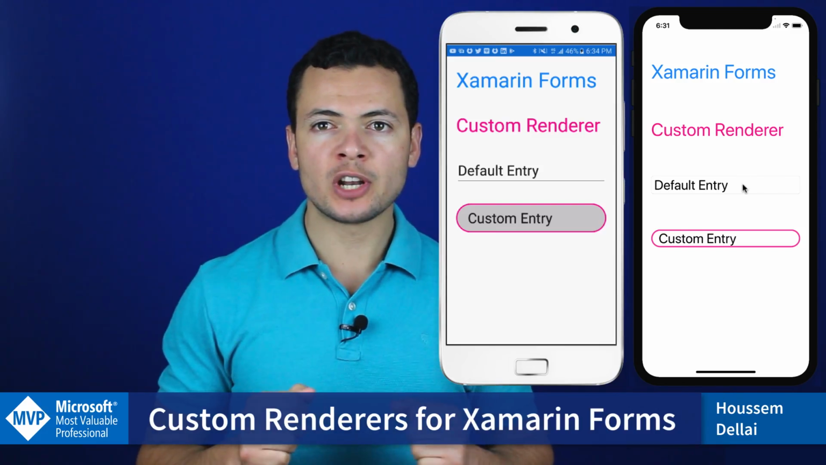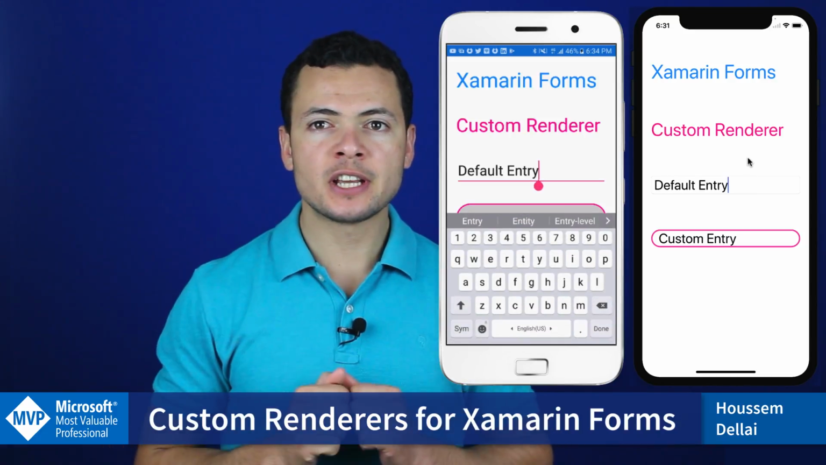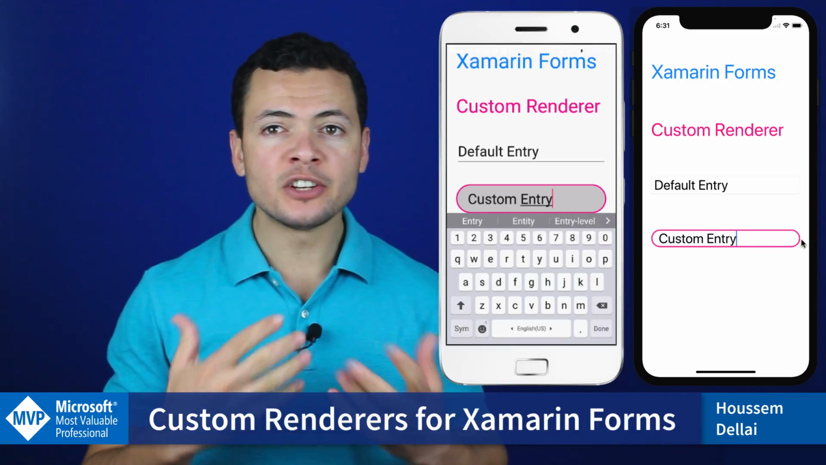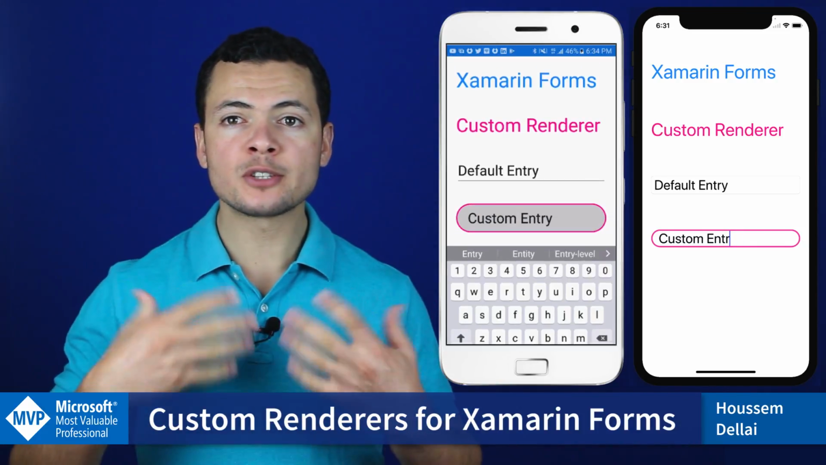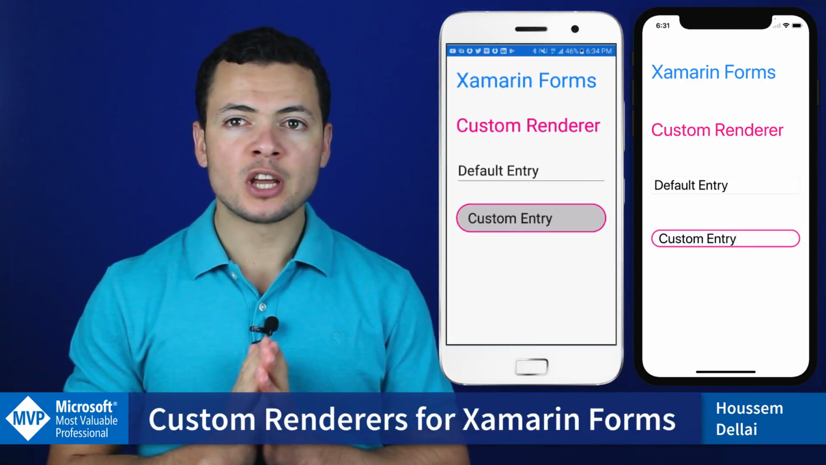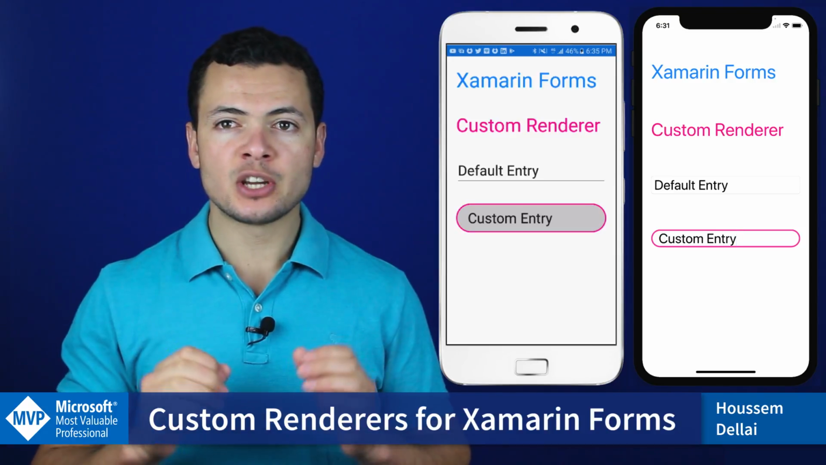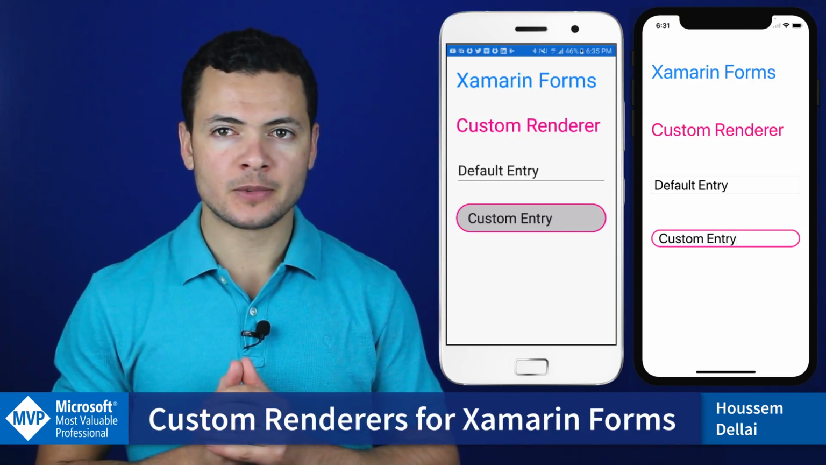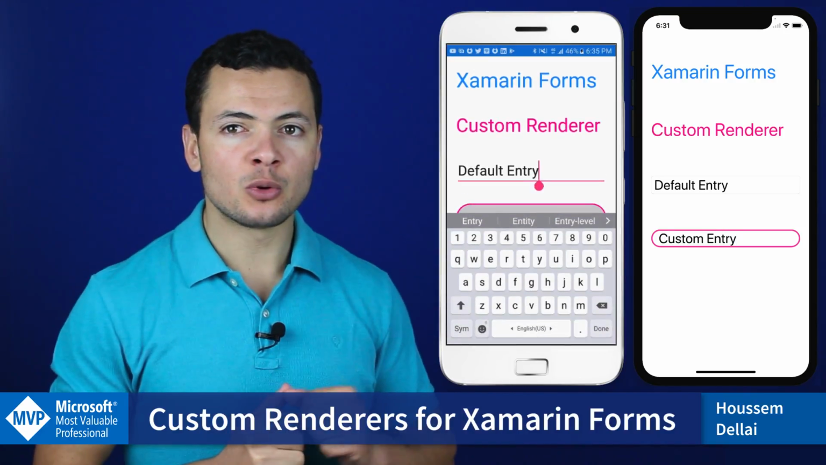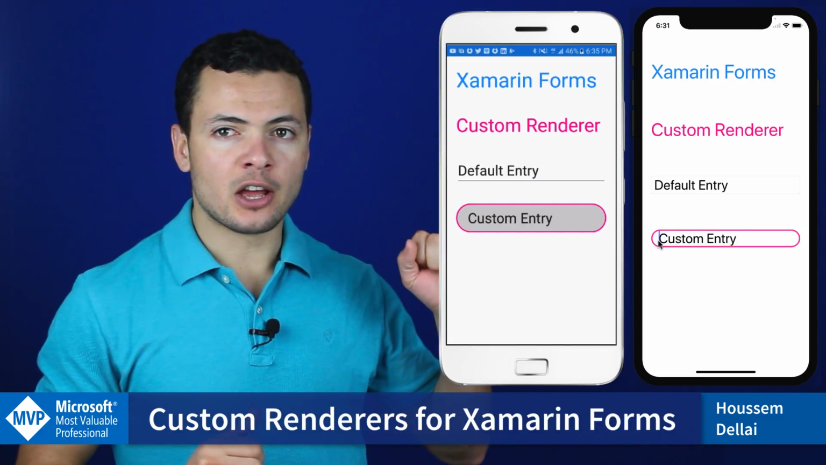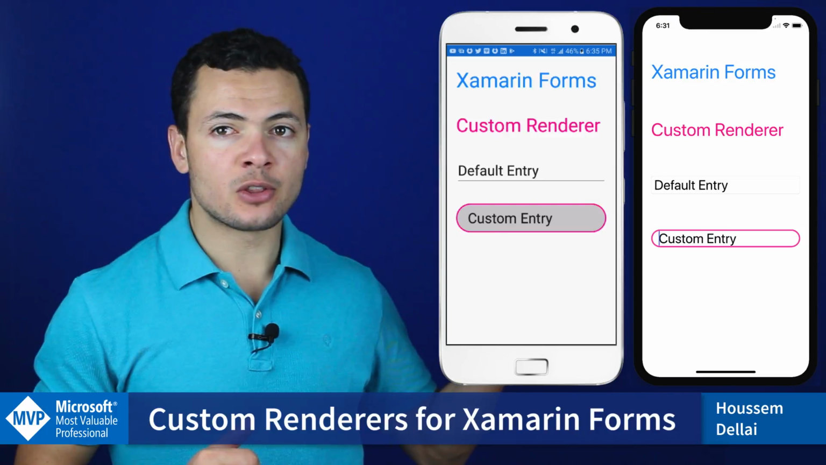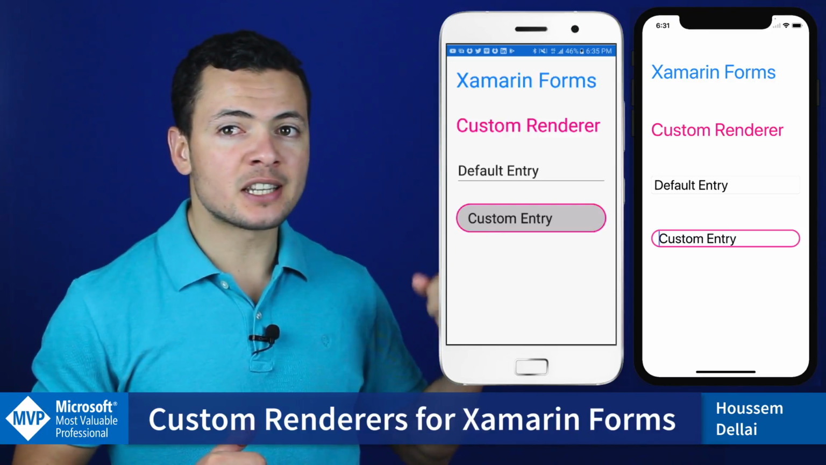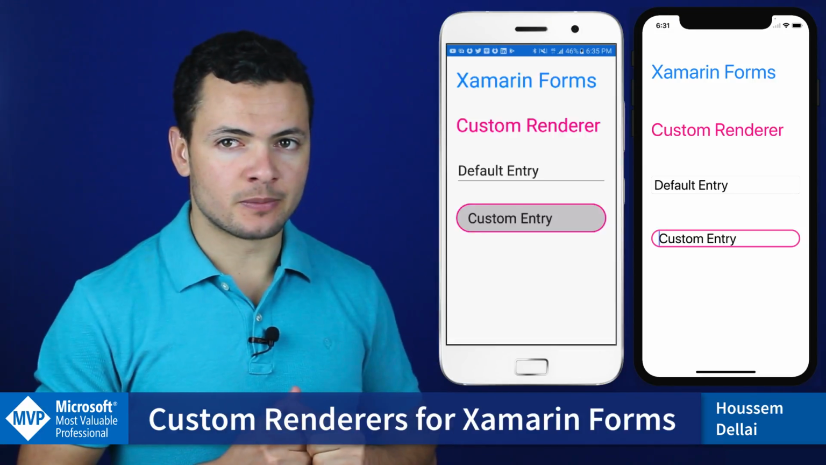In this video, we'll learn how to use custom renderers in Xamarin Forms applications. Custom renderers are useful when we want to customize user controls by accessing each platform-specific API. Let me explain. In this application right here, we are adding an entry, and you see that the standard entry in Xamarin Forms doesn't have rounded edges.